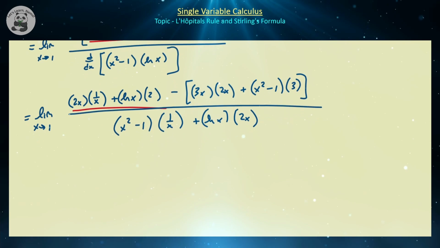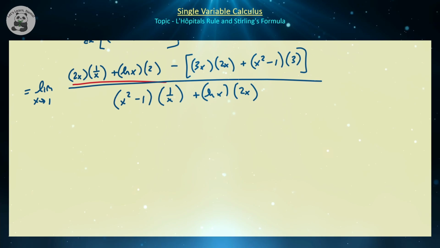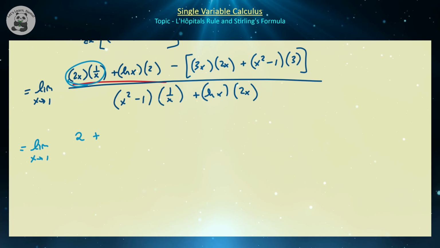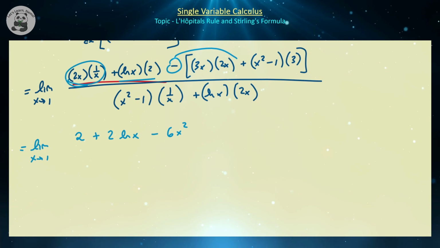So we can clean this up a bit, and it's actually not too scary. So it's going to come out to the limit as x approaches 1. So that's going to just simplify it to just 2, and then we have plus 2 natural log of x there. And then over here we have minus 6x squared, and then we have a minus 3x squared plus 3.